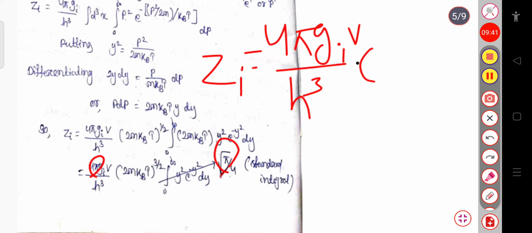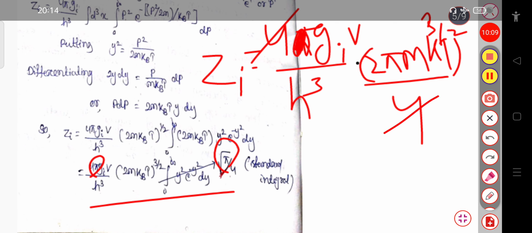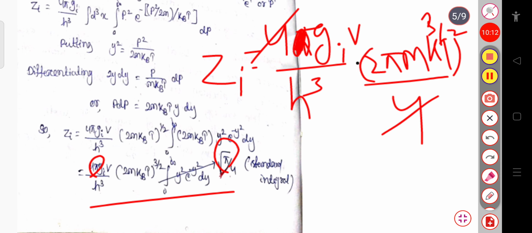You can see this is root pi, and again pi, so that will be pi power 3/2. I am finally writing this as 2 pi m kT, this power 3 by 2, divided by 4. So this expression is 4 Gi V divided by h cube into 2 pi m kT power 3 by 2 divided by 4. This 4 again gets cancelled, and the remaining term will be this much.